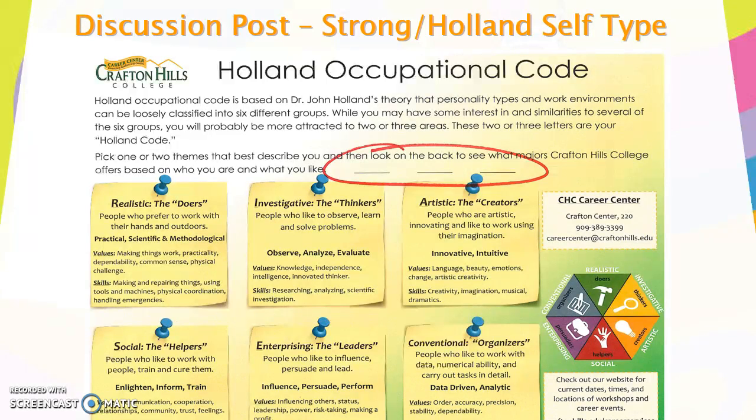You will place those letters in the handout on the screen I showed you is circled in red. So you'll place those letters in those lines there. You have now developed your Holland Code self-type.